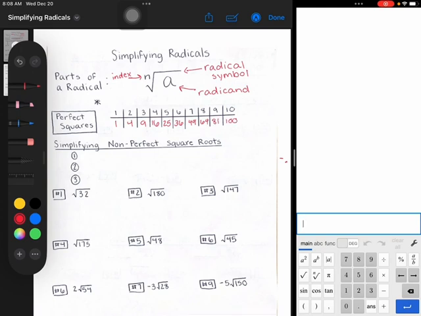squared, 100. So this is a helpful list that you can always look back on, or you can just make a quick list at the top of your paper if you're working on a problem. But it's really helpful to have these handy.